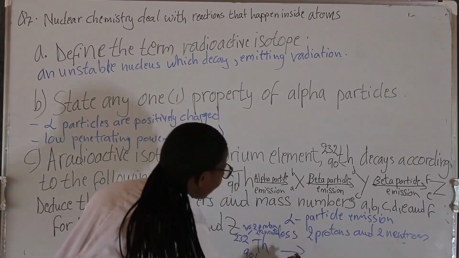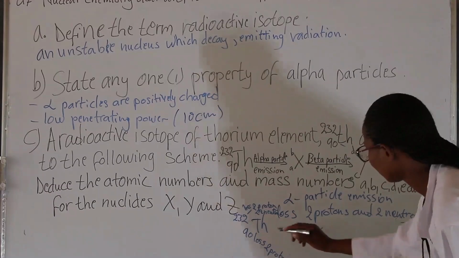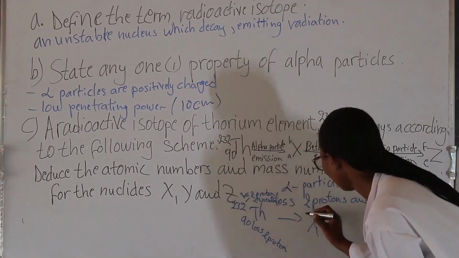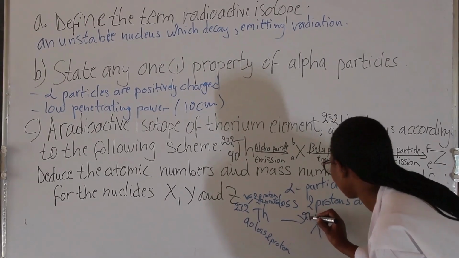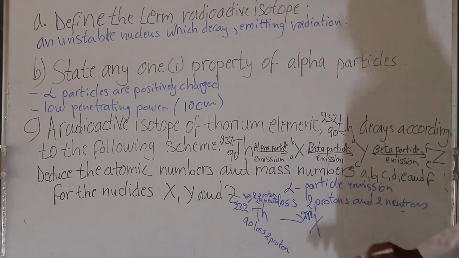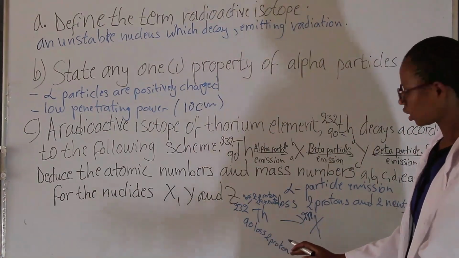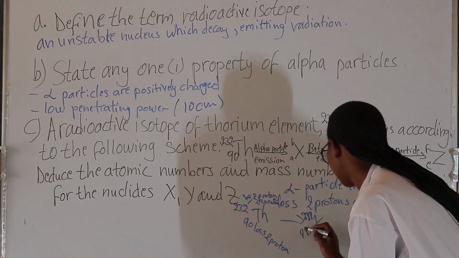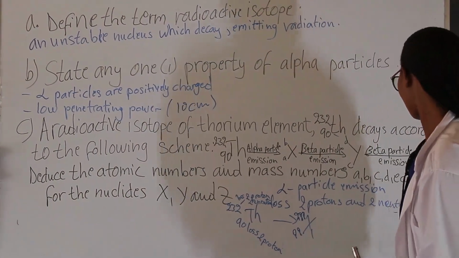We will remain with X, which has here 2 plus 2 equal 4. Then here we remain with X with 228 as atomic mass. Here it will lose 2 protons, where we will remain with 88 as atomic number.